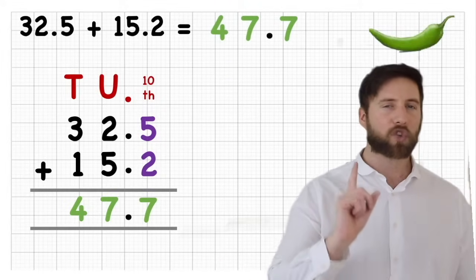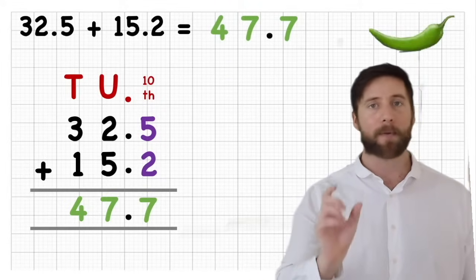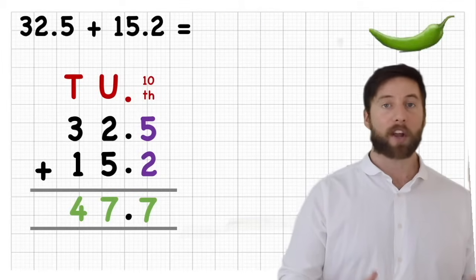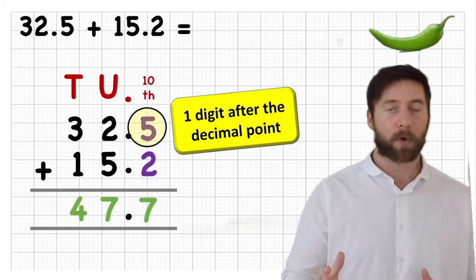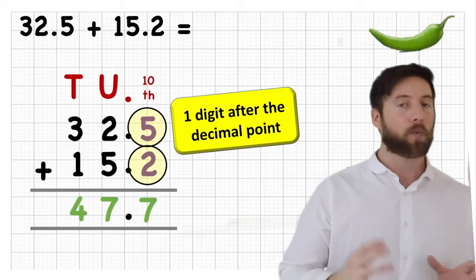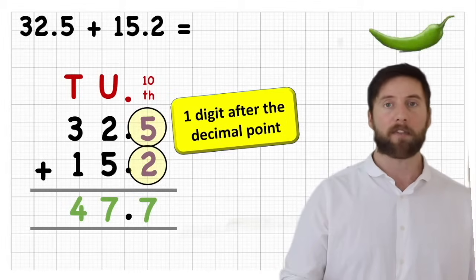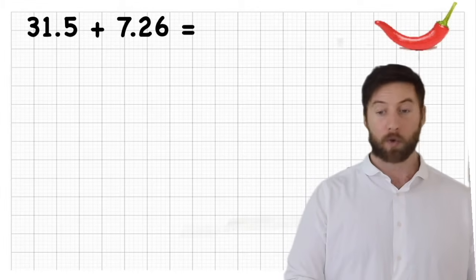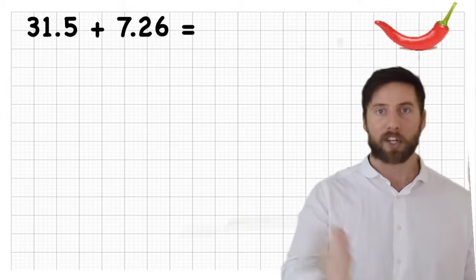Now, this was a green chili because we had the same amount of decimal places after our decimal point. You can see that we only had one number after the decimal point in 32.5 and only one number after the decimal point in 15.2. What happens if we have different amounts of decimals? Well, let's have a look. Let's check out our red chili challenge.